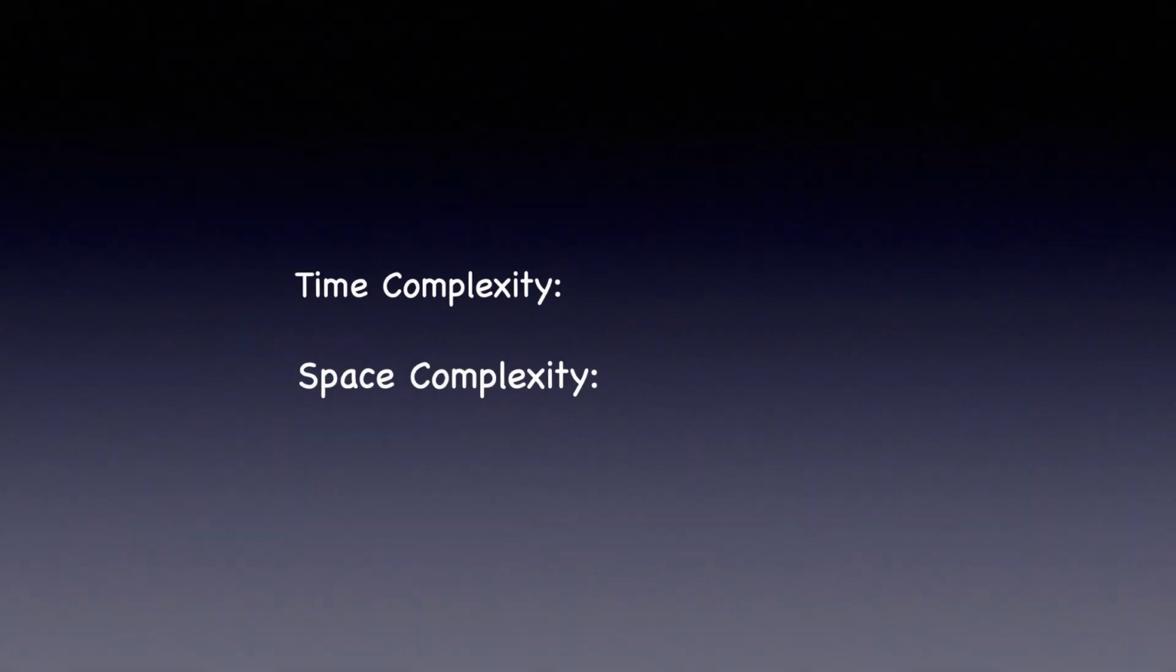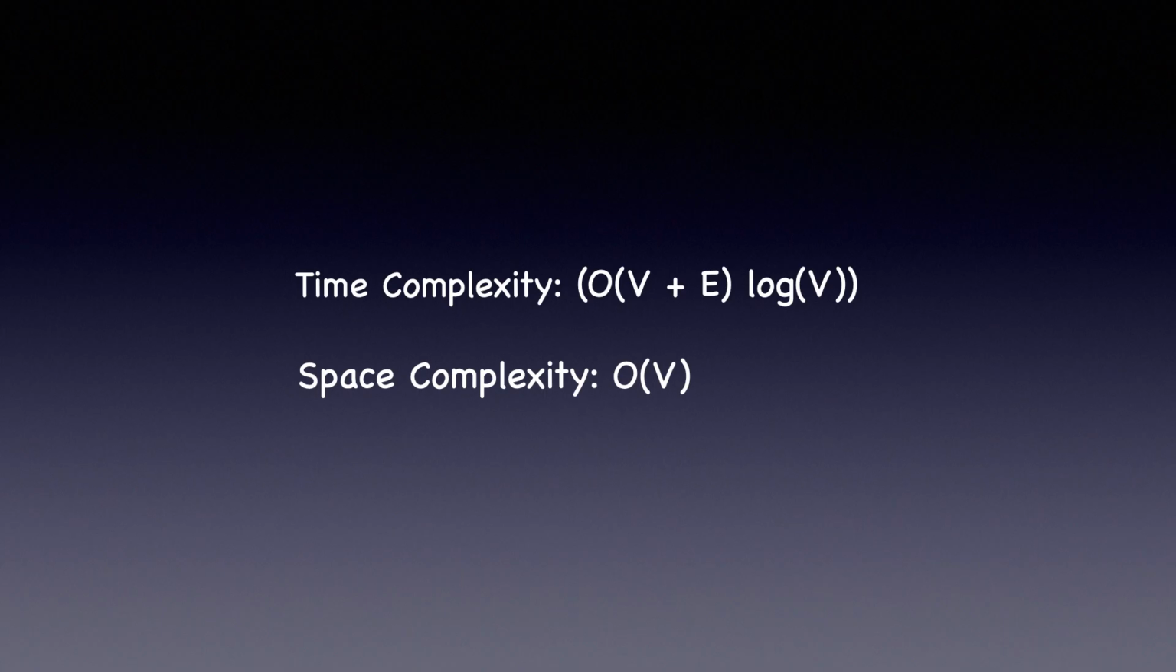Let's discuss the time and space complexity. If V represents the number of vertices or nodes and E represents the number of edges or connections in the graph, the time complexity is O of V plus E log V. The O of V plus E term accounts for traversing all the nodes and edges. Additionally, the log V term comes from popping and pushing all the vertices to the min heap, which is the time complexity of those operations. The space complexity is O of V because in the worst case, we could be holding all the vertices in the min heap.